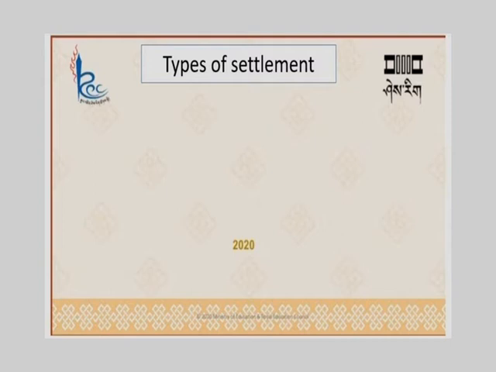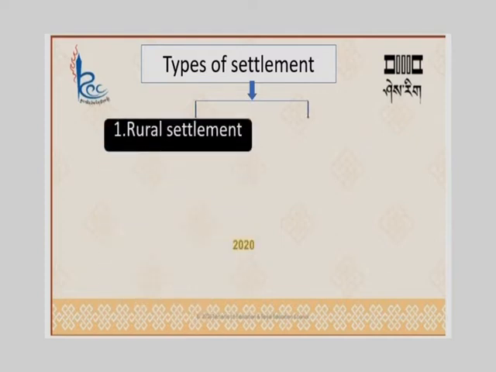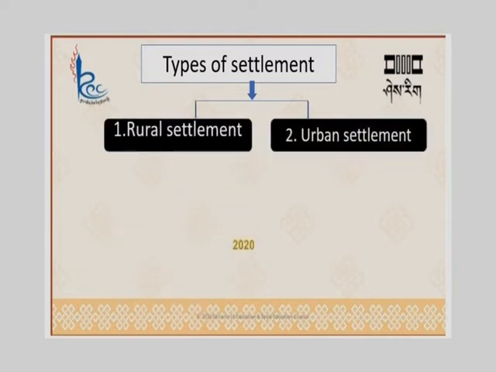Settlements are classified into many different types based on shape and size, but based on population, occupation and other facilities found there, settlements are broadly classified into two. Number one is rural settlement and number two is urban settlement. You might have already heard of rural and urban settlement. Some of you might be living in a rural area, some in an urban area, right? Then you might know the difference there, and the people living in a rural area will know what's going on in a rural area, and people living in an urban area will know what is going on in an urban area. Now let's see in pictorial form how rural settlements look.